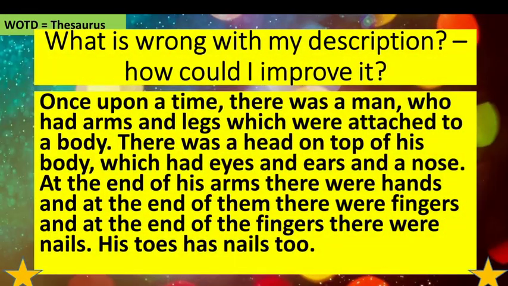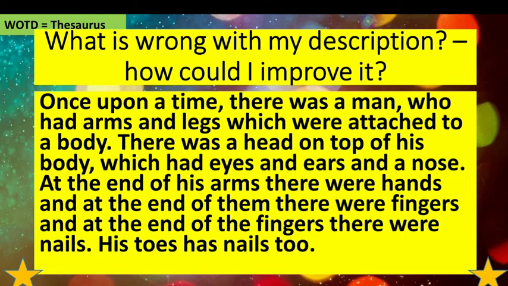So, once upon a time there was a man who had arms and legs which were attached to a body. There was a head on top of his body, which had eyes and ears and a nose. At the end of his arms there were hands, and at the end of them there were fingers, and at the end of the fingers there were nails. His toes had nails too. So what is wrong with that description?